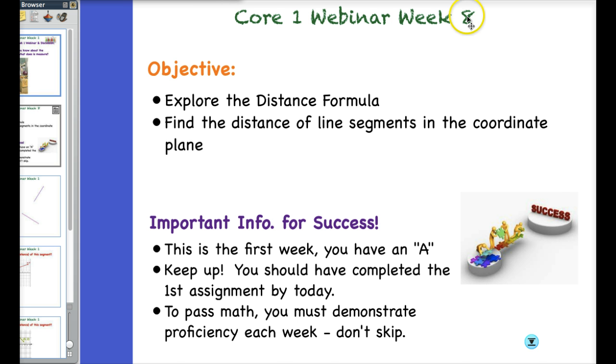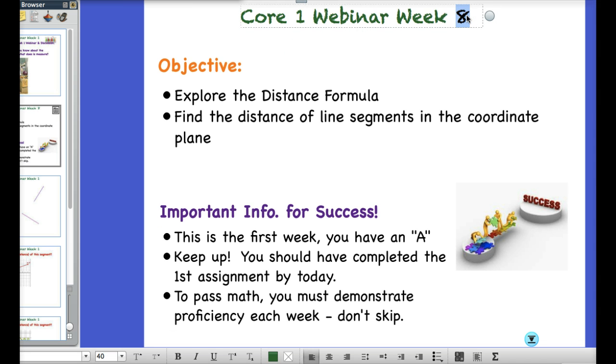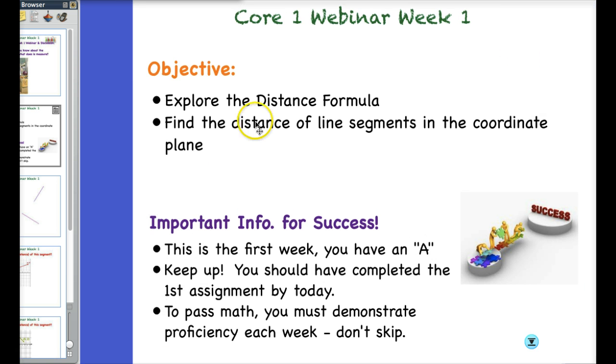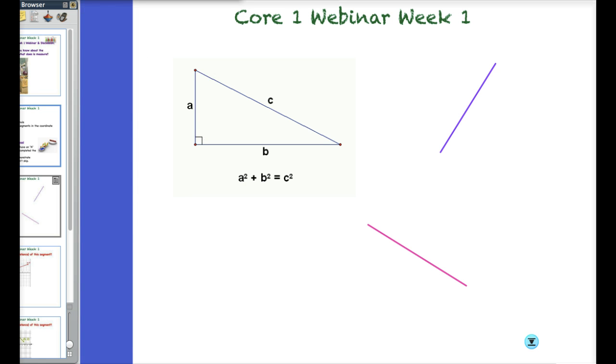Okay. So I don't know why this says week 8, maybe that's what I was thinking. This is week 1. All right, you guys. So in your note pods, or not yet, not yet. Hold off on the note pods, you guys. Sorry.